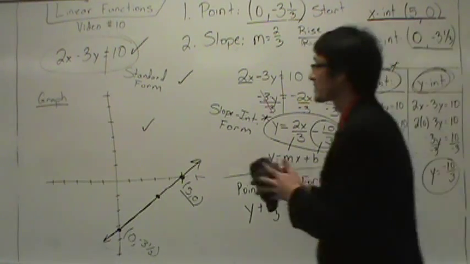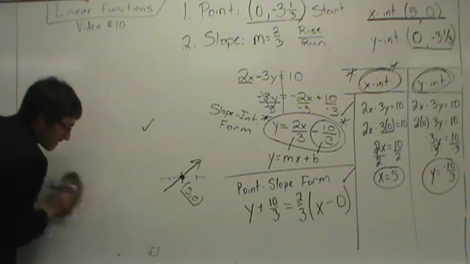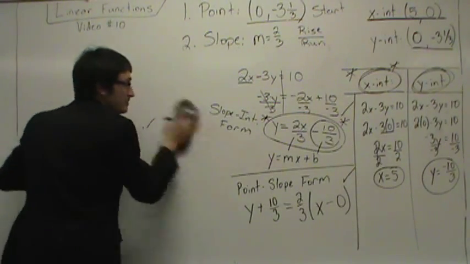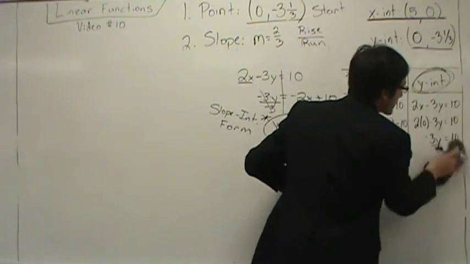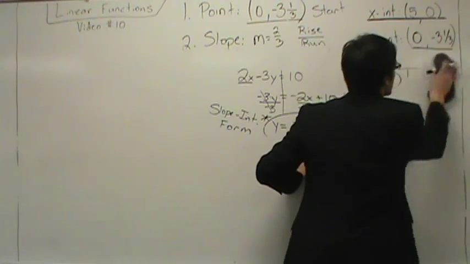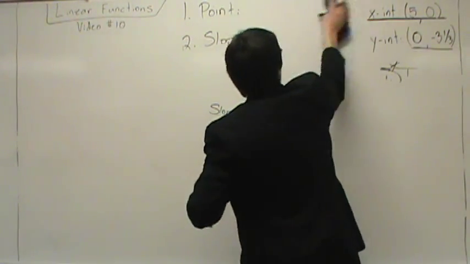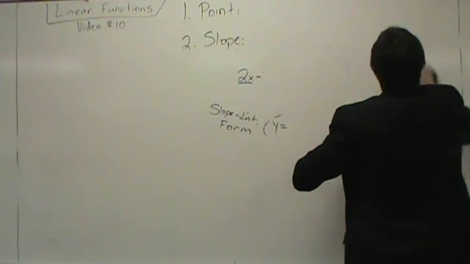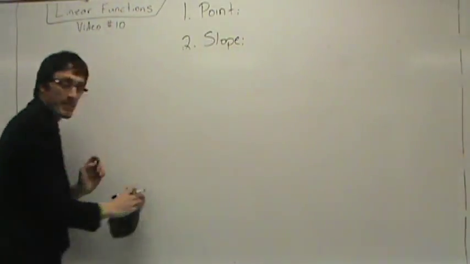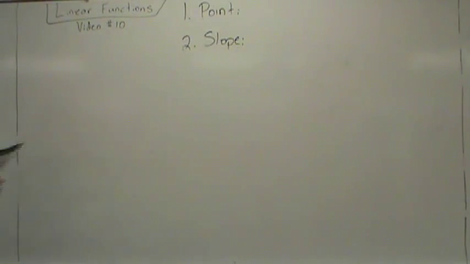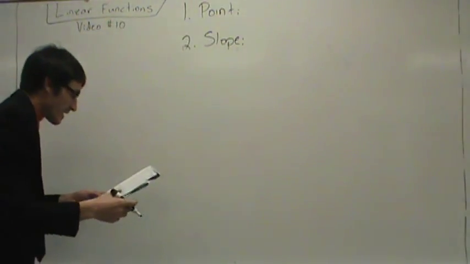All right, now let's go to the next question. The next question's a little different, with different given information. Erasing this. Again, we're going to be dealing with a linear function. What two pieces of information do we need to find? Again, a point and a slope. The given information says, we're looking at example number 59 on handout sheet 1.